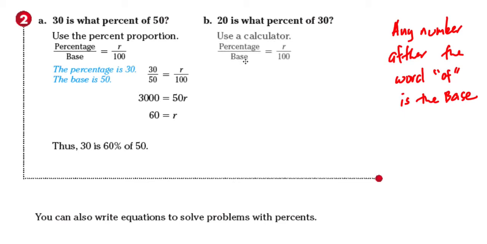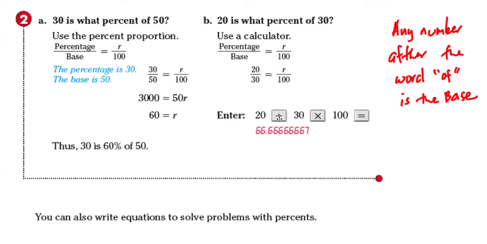So using the percent proportion, using a calculator, you now have percentage over base, and you end up with 20 over 30, because this becomes your base, this becomes your percentage, and what percent becomes your R. Then we simply use that calculator. 20 divided by 30 times 100 will give us 66.666667. Thus 20 is 66.6% of 30. This can also be written as 66 and 2/3%. Why? Because 0.6 bar notation on 6 is the same as the fraction 2/3.